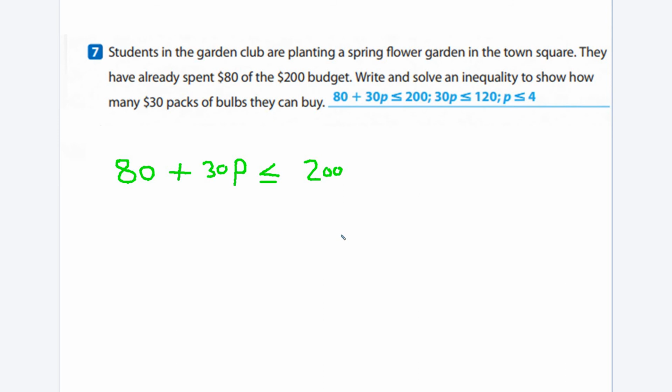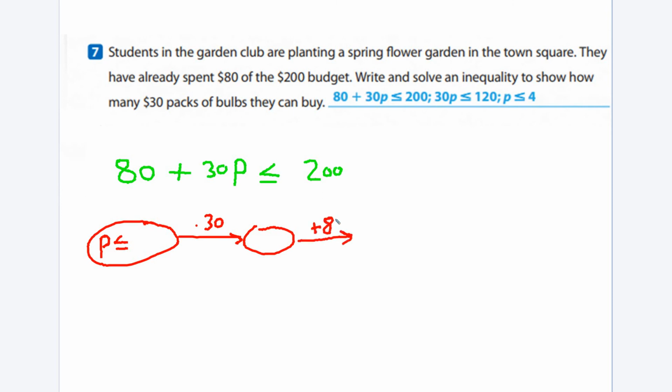Okay, let's use a flowchart to solve this. P on the left side of the inequality, less than or equal to. What happens to P first? Times 30. What happens to it after? Plus 80. And we know the total of the output here will be 200. Now we're going to solve this. Backtrack. 200 minus 80 will give us 120. And then 120 divided by 30.